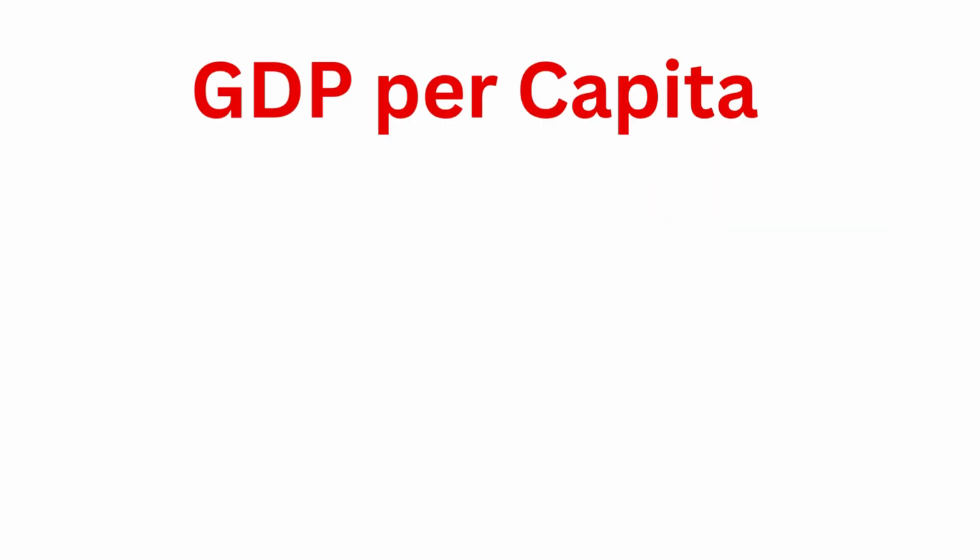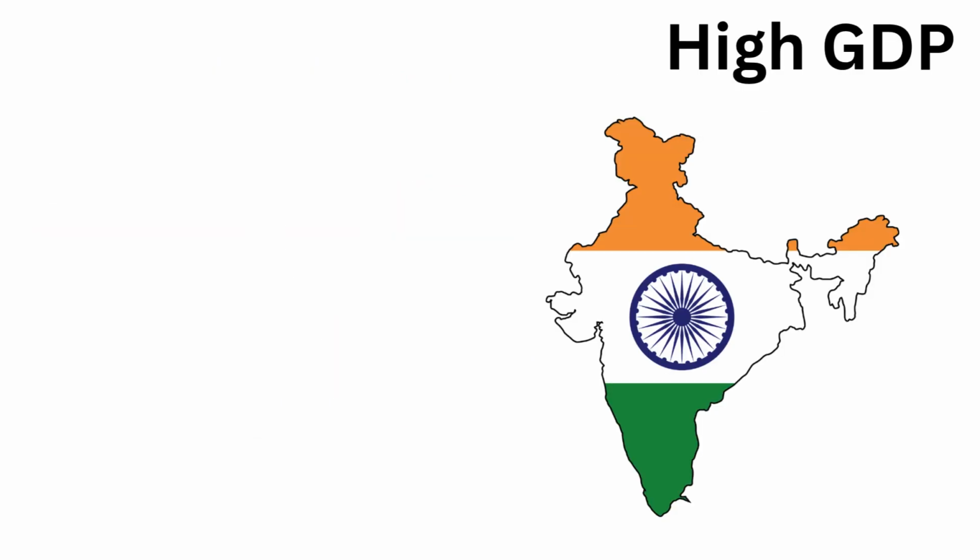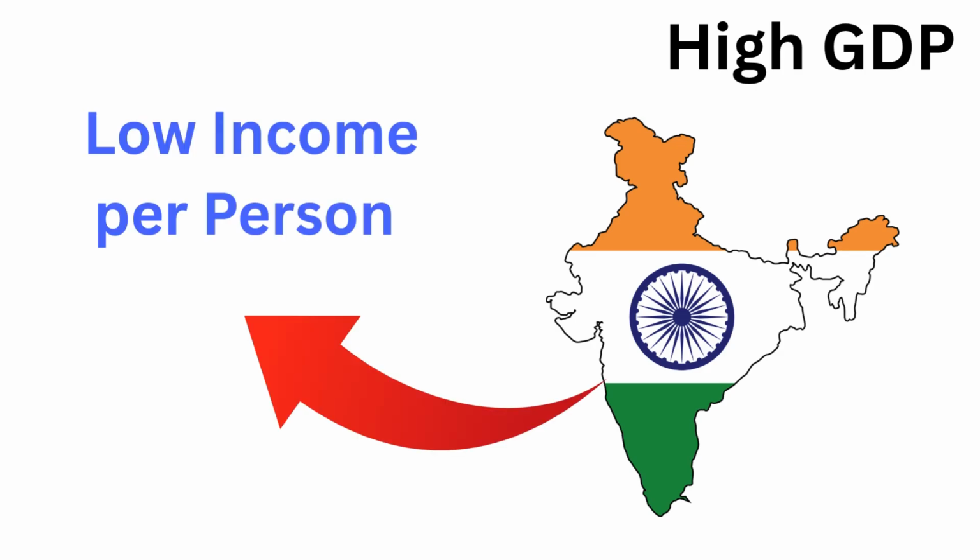But GDP by itself doesn't tell us how rich the people in a country are. That's why economists also look at GDP per capita, or GDP divided by population. It's an average showing how much economic output each person contributes. It's useful for comparing living standards across countries, because a big country with a high GDP might still have low income per person.